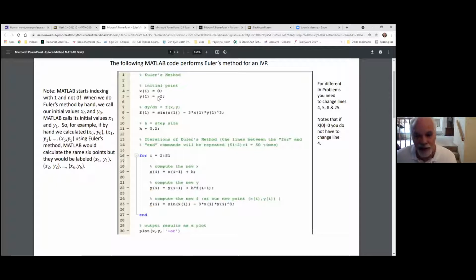Okay. So if you had this code, the lines that you would have to change are lines 4, 5, and 8, because 8 is the function. I want to show both at once. Let's see. I guess maybe this is the last thing we're going to do today.